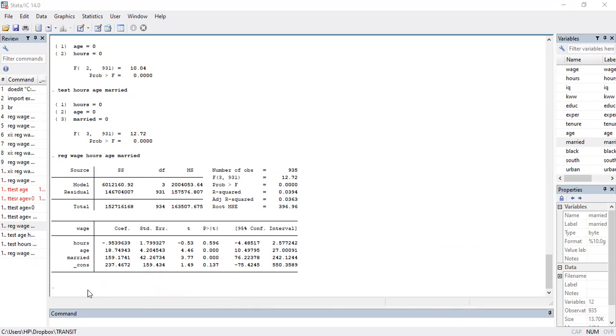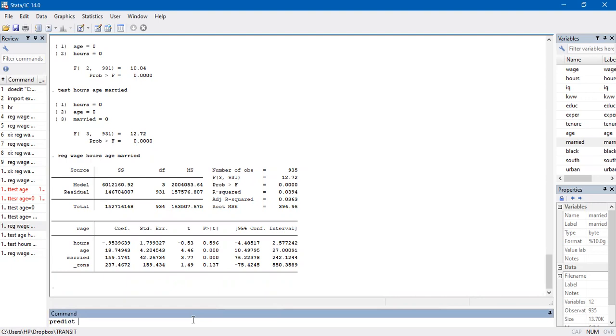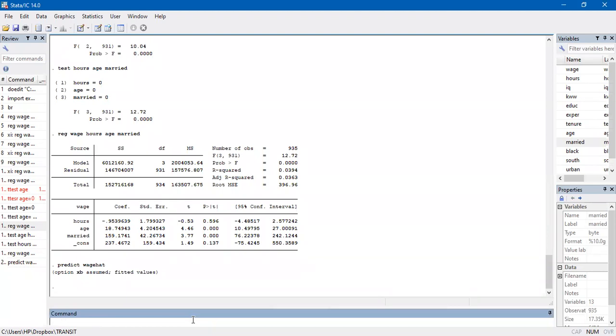So after getting this model, how do we get the predicted values? When you take the model and substitute whatever values of the independent variables, how do we get the fitted values, or the y hat? So here, the wage hat. We use the command predict. Go to the command window, type predict, then the name that you want to give to the y hat. You can use wage hat or predicted wage, or whichever name that you want. I'm using wage hat. So predict wage hat, then enter.